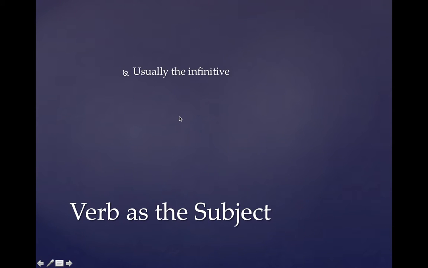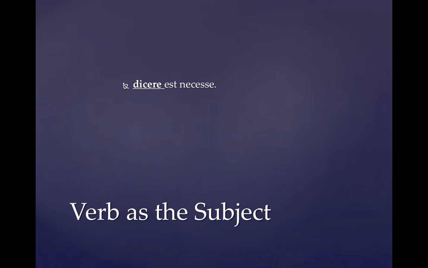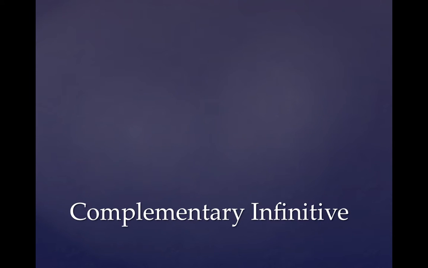All right, verb is the subject. It's usually in the infinitive, and some English examples are: to run is fun. It is necessary to study. To find the verb is very helpful. So each of these, the infinitive is the subject: to run, to study, or to find. All right, in Latin, so dicere est necesse. Dicere is the infinitive. To study is necessary, is how that sentence reads. Currere est bonum. To run is good.